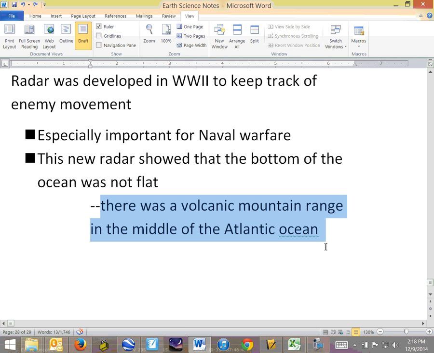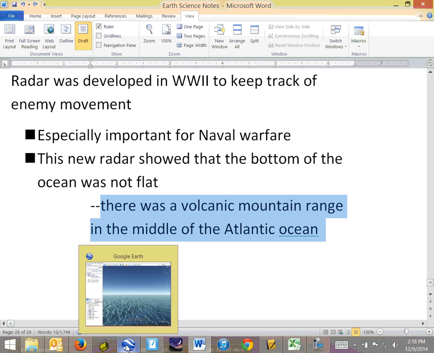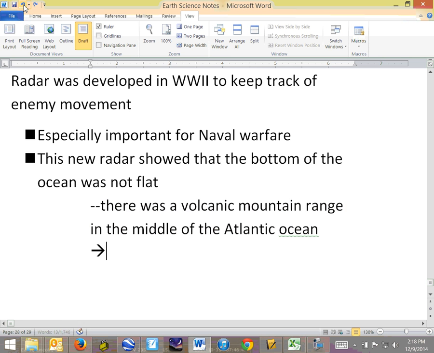What scientists further found is that if you cross the ocean, there seems to be a lot of mountains right about in the middle of the Atlantic Ocean. We call this ridge of mountains, a volcanic mountain range, the Mid-Atlantic Ridge.